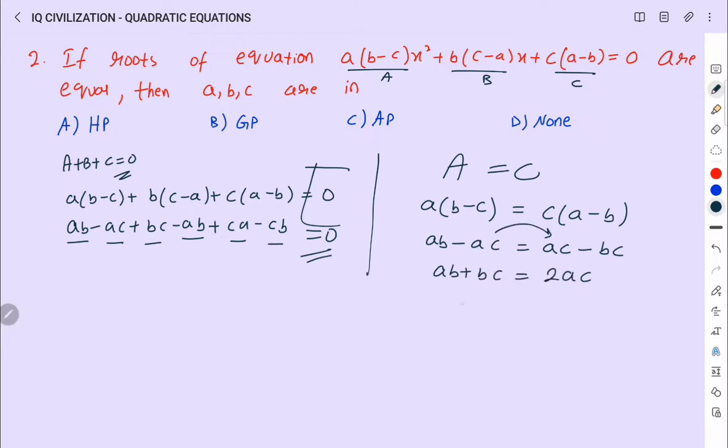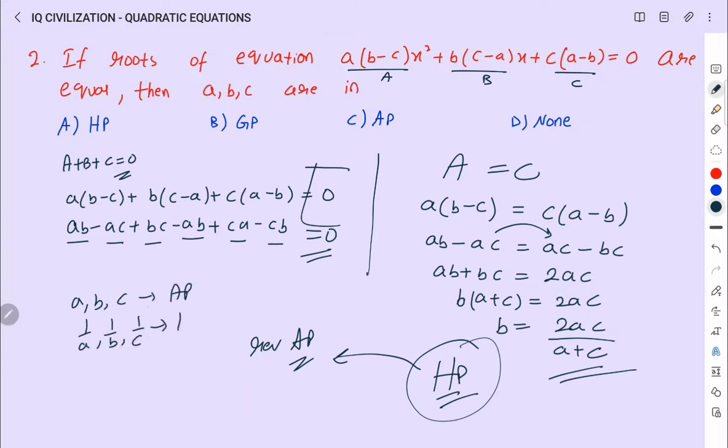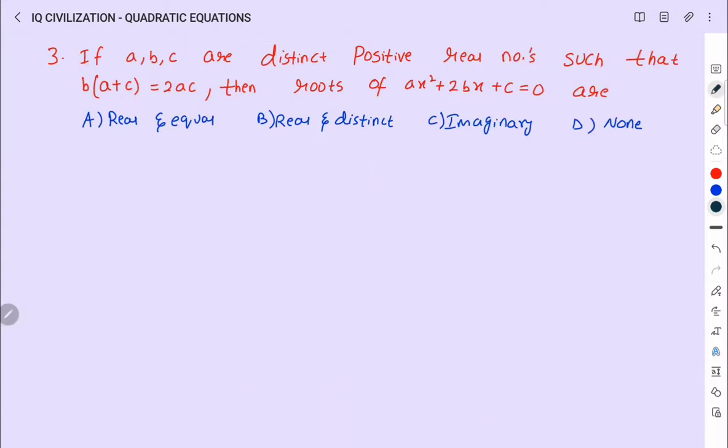This one to this side. So here, okay, b is common. So b(a plus c) is equal to 2ac. So b is equal to 2ac by (a plus c). So this is nothing but it is in HP. Okay, we know the condition of HP, right? This is reverse of AP. If a, b, c are in AP, then 1 by a, 1 by b, 1 by c are in HP. Okay, next one. See the next one.